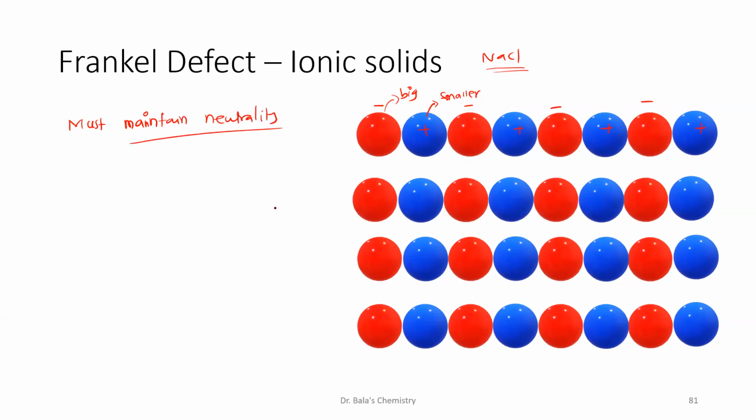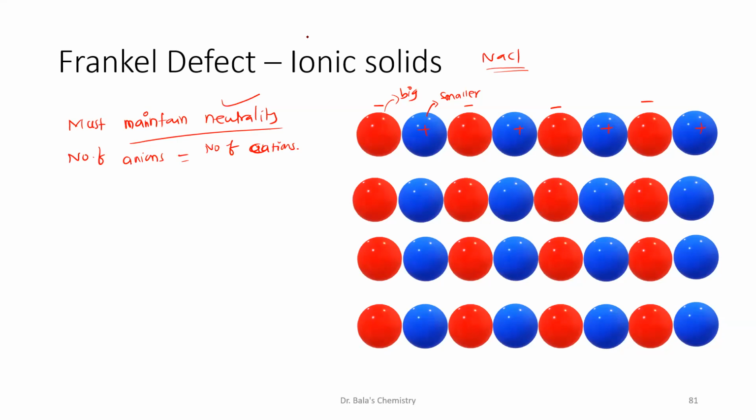What do you mean by neutrality? Excess of positive and no excess of negative. Sorry? So there should be an equal number of positive and negative charges. Yeah, very good. The number of anions is equal to the number of cations, right? That is called neutrality. That means the charges are equal. The number of positive charges is equal to the number of negative charges.